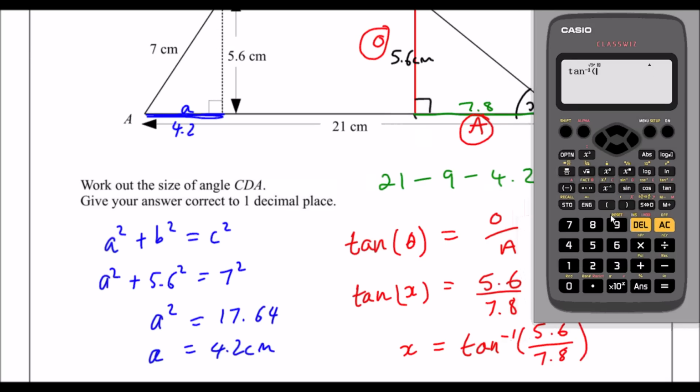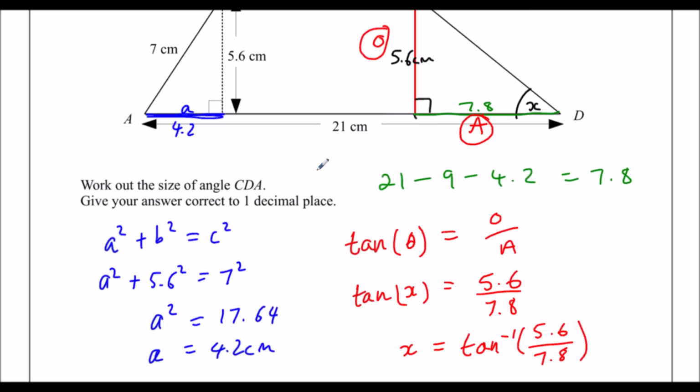Shift tan, 5.6 over 7.8 is 35.7 degrees.